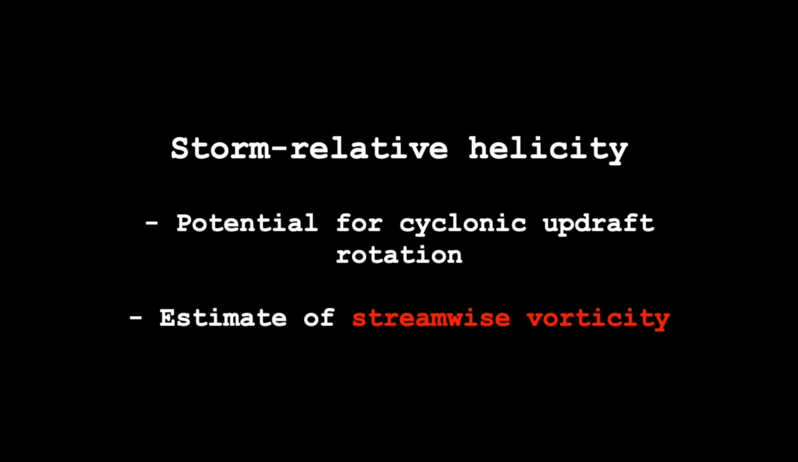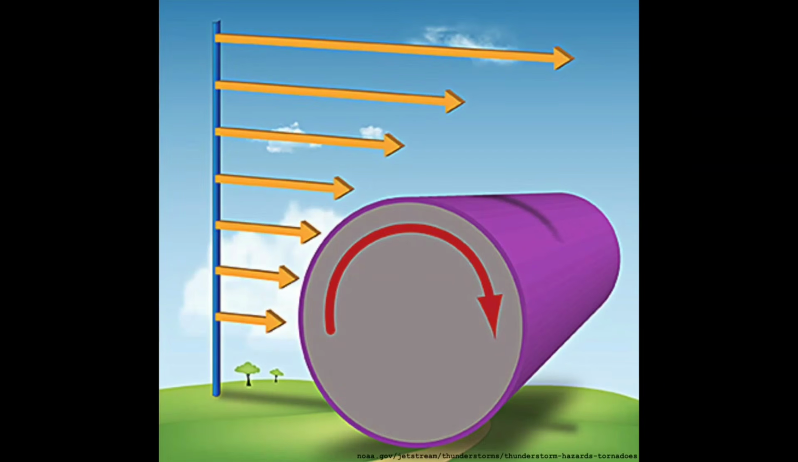On the same token, the ZDR arc is tied to storm relative helicity, which is essentially a measure of the potential for cyclonic updraft rotation in supercells, generally below 3 kilometers above ground level. Storm relative helicity is an estimate of streamwise vorticity in the environment. Vertical wind shear creates horizontal, rotating tubes of air, which is a manifestation of horizontal vorticity or spin.